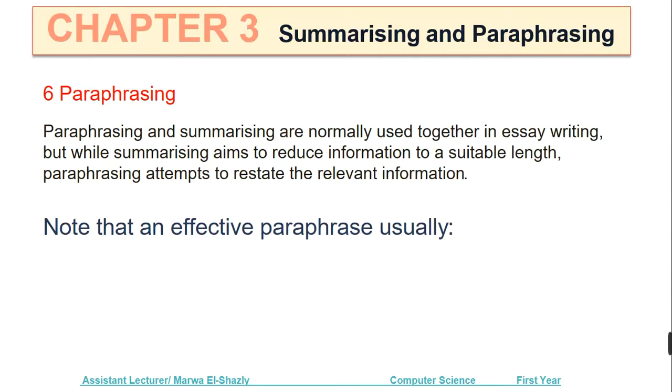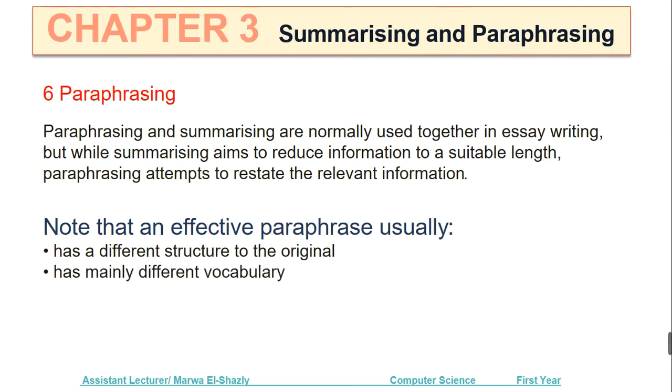طيب ازاي نعمل paraphrase effective او يكون كويس يعني very good one has a different structure to the original. الأوريجينال copy عندك بيبقى ليها different structure. حاطط كلمة noun هخليها verb، حاطط كلمة noun ممكن أعملها adjective and so on and so forth. has many different vocabulary بيغير معنى الكلام زي ما هناخد في exercise بعدين.